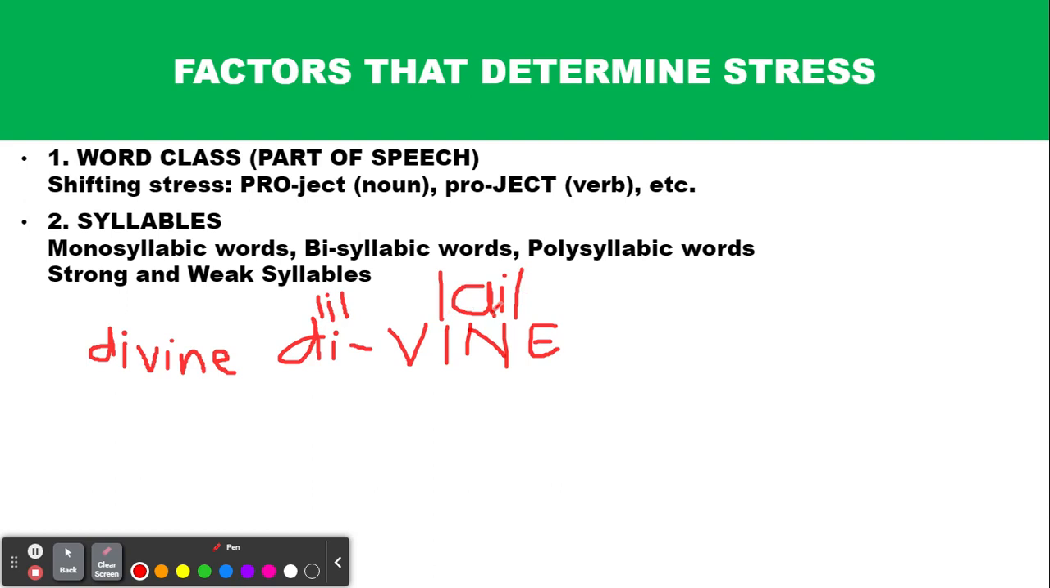So there is a strong vowel sound in this syllable, and so it is a strong syllable. But there is a short vowel sound in this syllable, and that is why it is a weak syllable. So we have strong and weak syllables, and that shows that the quality of sound that a particular syllable contains determines whether that particular syllable should be stressed or unstressed. And that is how syllables determine stress. Okay.